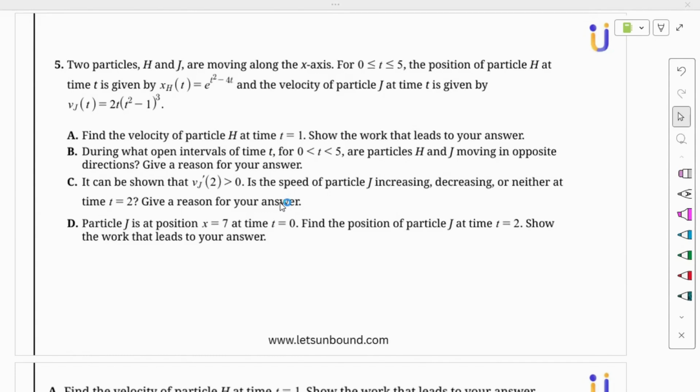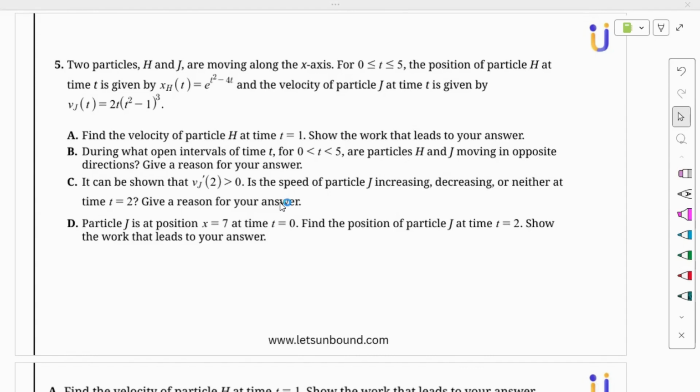And part C: it can be shown that Vj prime of 2 is greater than 0. Is the speed of the particle J increasing, decreasing, or neither at t equals 2? Give a reason for your answer. So Vj prime of 2 is greater than 0. Velocity prime, that is acceleration, correct? And we need to answer that question with a reason.